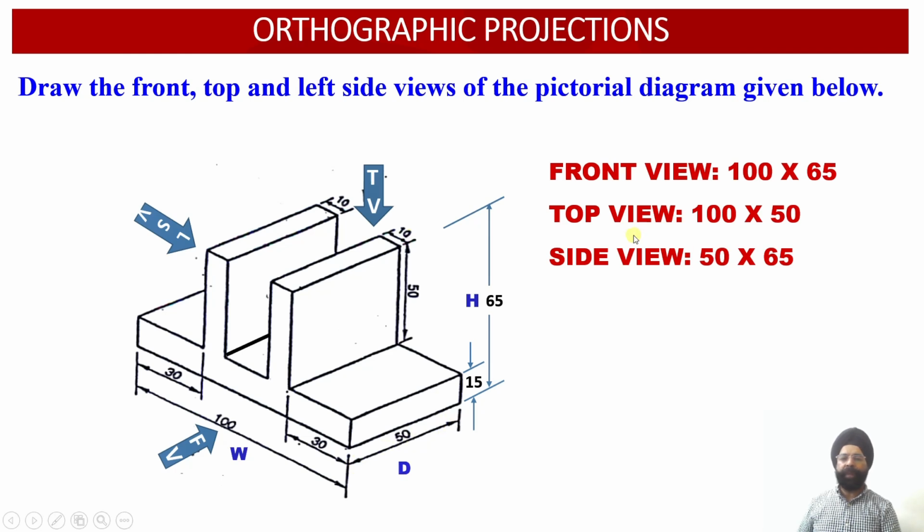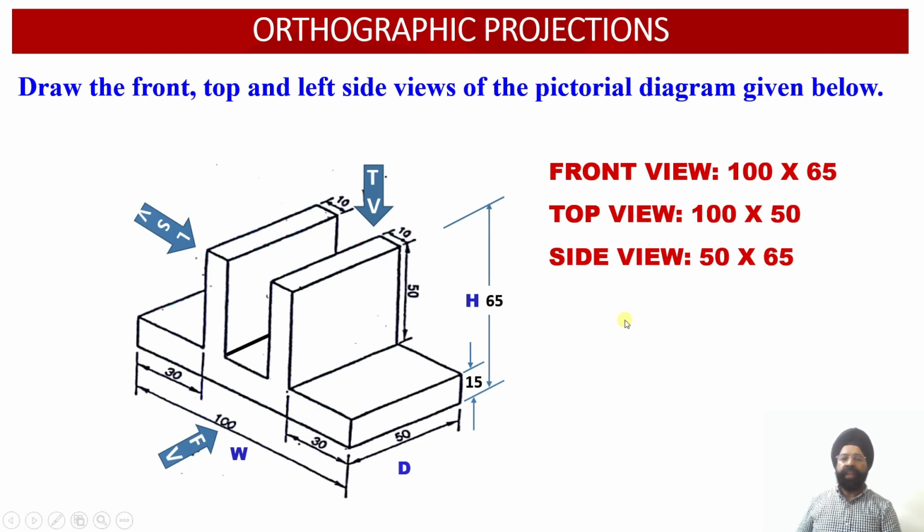So the top view dimensions will be 100 millimeter by 50 millimeter, while in the side view, as we look at this solid, we are going to get the depth of the solid, equal to 50 millimeter, and besides the depth, we'll also be able to see the height of the solid equal to 65 millimeter. So the side view dimensions are 50 millimeter by 65 millimeter.